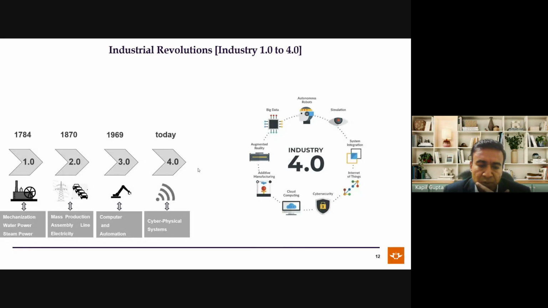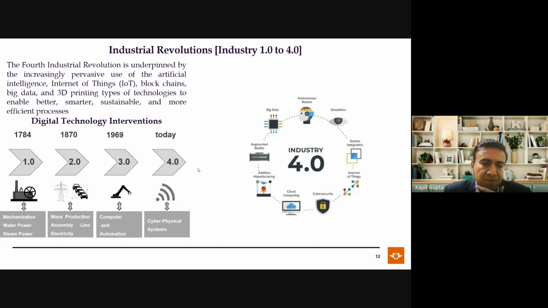It is also very important to have a look at the industrial revolutions from Industry 1.0 to Industry 4.0. In 1784 it started, with mechanization, water power, steam power. Industry 1.0 was governed based on these aspects, then in 1870 Industry 2.0, and 1969 Industry 3.0 was governed based on computers and automation, and now the digital technology interventions, Industry 4.0. We are in the era of Industry 4.0. There are lots of tools of Industry 4.0: big data, autonomous robotics, and 3D printing or additive manufacturing is one of them.